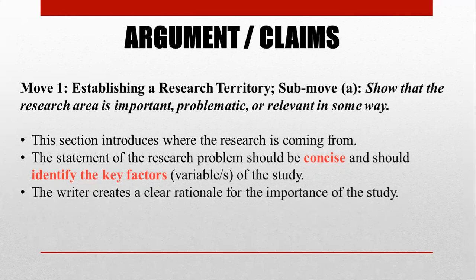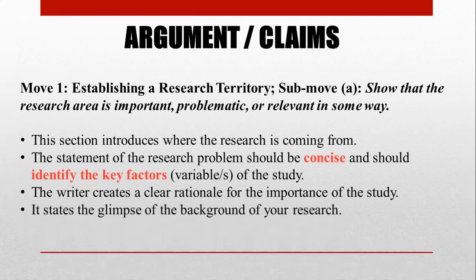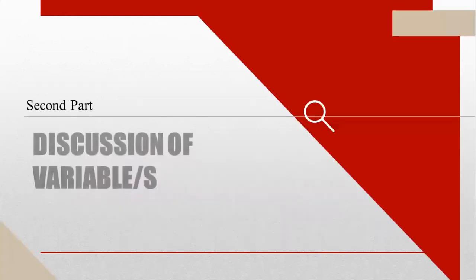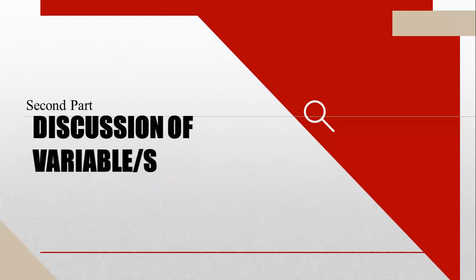The writer creates a clear rationale for the importance of the study, and it states a glimpse of the background of your research. In this section, you can elaborate on the significance of your study for researchers, practitioners, and policymakers. We have also the second part, which is the discussion of variables.